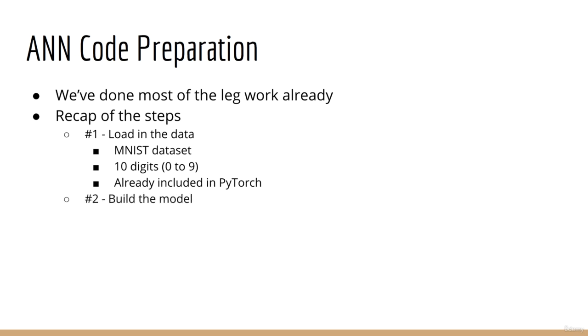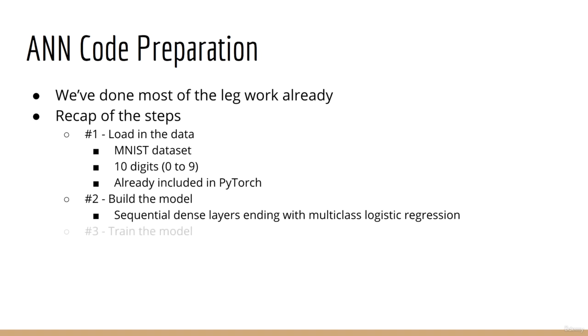Step number 2 is to build our model. As per this section of the course, the model is a feed-forward neural network. Basically, it's going to be multi-class logistic regression with a few more layers before it, all chained together sequentially. Step number 3 is to train the model. Now, this is the beauty of deep learning and deep learning frameworks. There is zero additional work to do here.